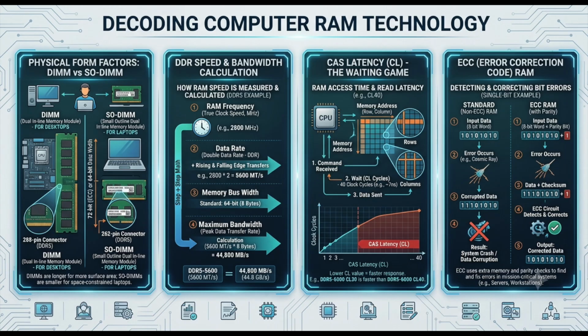Like the example, 000000000. In that case, there's only one 1. 1 is an odd number. To satisfy the rule, the controller assigns the parity bit a value of 1. So now you have 2 ones. Exactly. The total sum is even again.